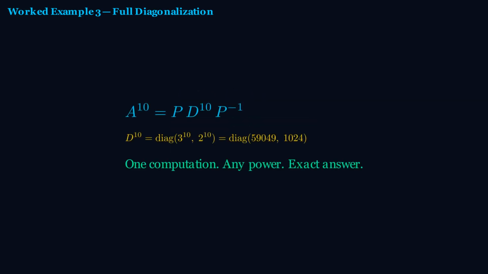The power formula in action. Compute A to the 10th power. A to the 10 equals P times D to the 10 times P inverse. D to the 10 has diagonal entries 3 to the 10th and 2 to the 10th. 3 to the 10th is 59,049. 2 to the 10th is 1,024. Without diagonalization, you would multiply A by itself 10 times. With it, one computation, exact answer for any power.